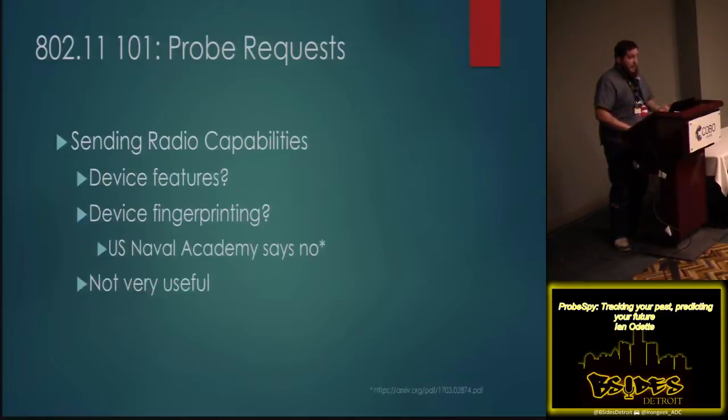Additionally, we have the sending radio capabilities. This will include the frequencies that the radio will be able to send and receive on, modulation and encryption schemes that it can support, and all sorts of other various features that you can have on Wi-Fi, like Wi-Fi Direct and other stuff like that. You might think that you'd be able to determine some sort of device fingerprinting using this, because I'm not sure how many octets, but there are a lot of octets that define all of these different features.